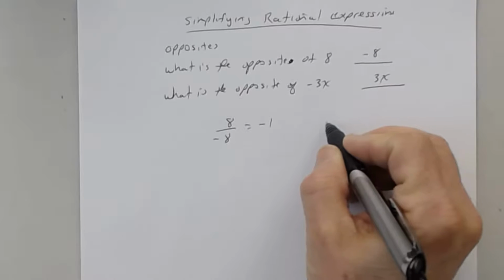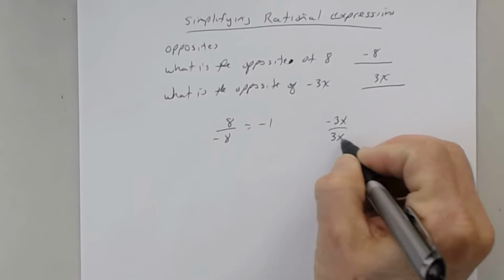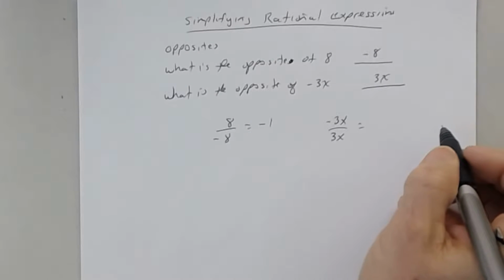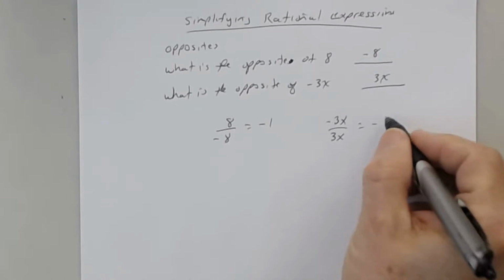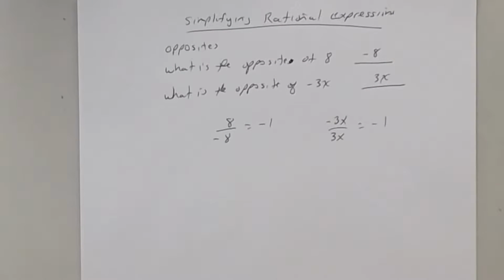What is -3x divided by 3x? -1. So whenever you divide factors that are opposites, they reduce to what number? Not 1, -1. They reduce to -1.